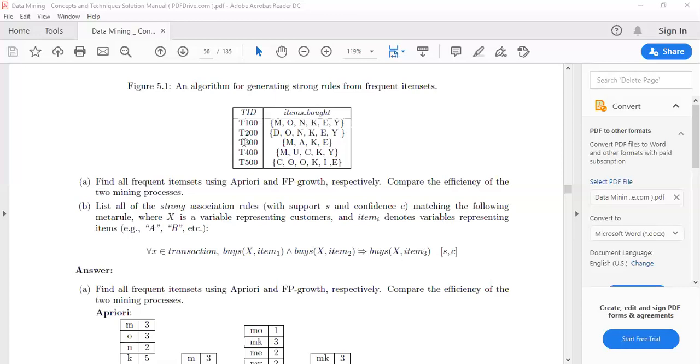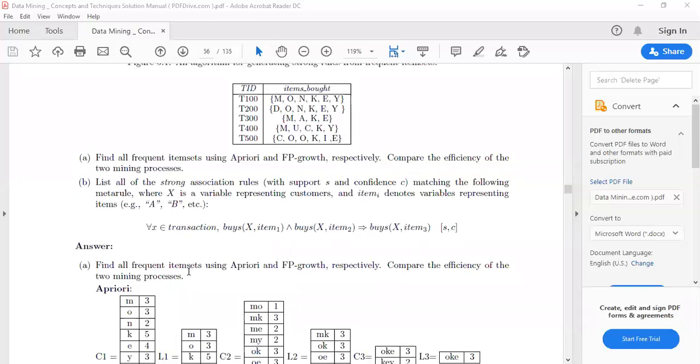Now this is the database that has been given to you. Now you have to answer this query. Find all the frequent item sets using Apriori and FP growth respectively, and compare the efficiency of the two mining processes. This was the question asked in subdivision A. This is the first question that has been asked.